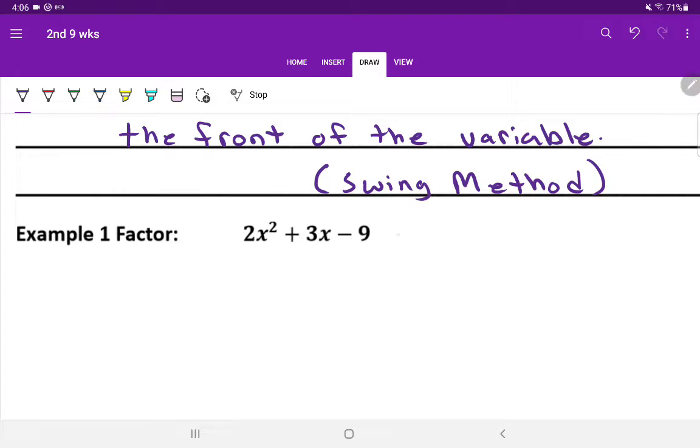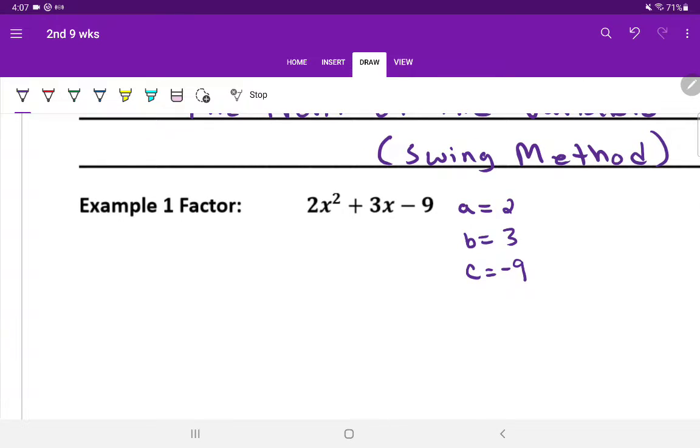So this may help you. A is equal to, sorry, not 1, it's a 2. So A is a 2, B is a 3, and your C is a -9. We can use those numbers to do our X method factoring.